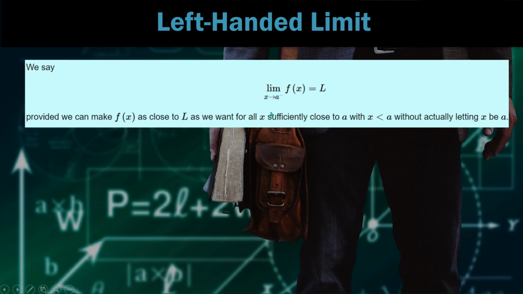Tapos yung sa kabila kanina, meron lang ditong positive that indicates a right-handed limit, okay? FYI lang. Anyway, let us continue.